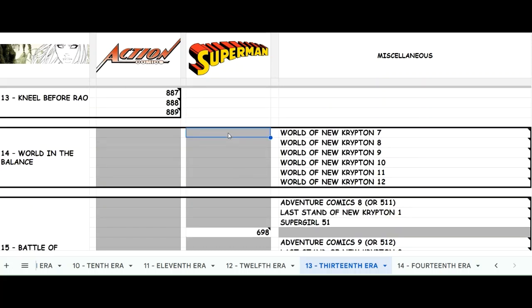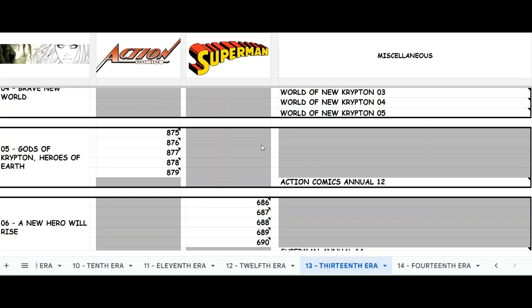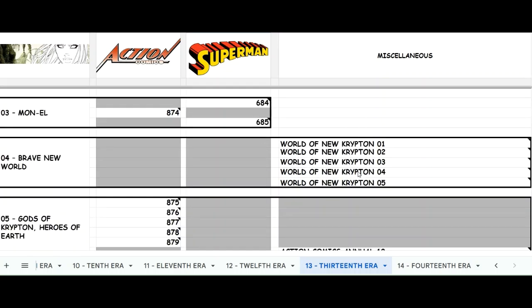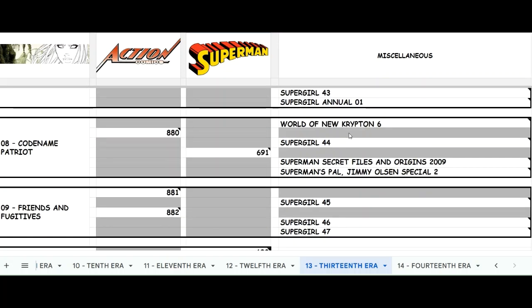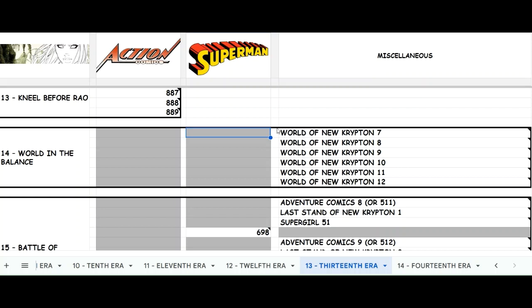Okay, the 14th arc is what I called World in the Balance, and this is the rest of the World of New Krypton maxi series. It's a 12-issue maxi series, and you'll remember that we read the first 5 issues pretty much in one go. Issue 6 was part of the codename Patriot arc, and now we're covering the rest of it off.